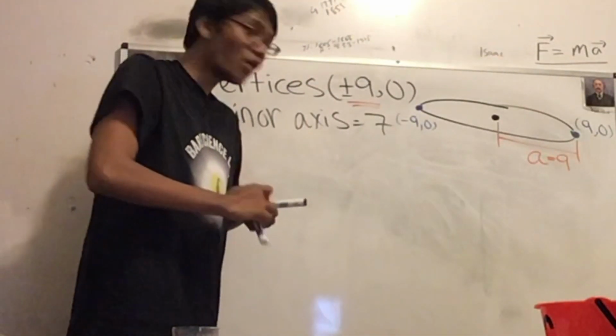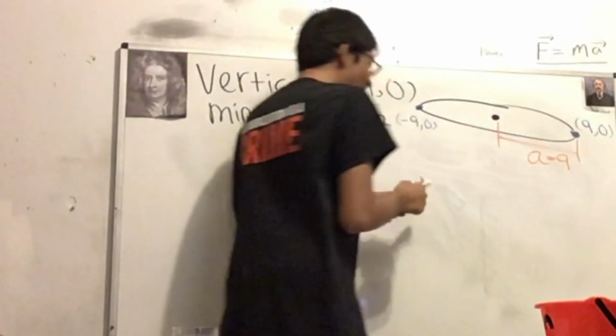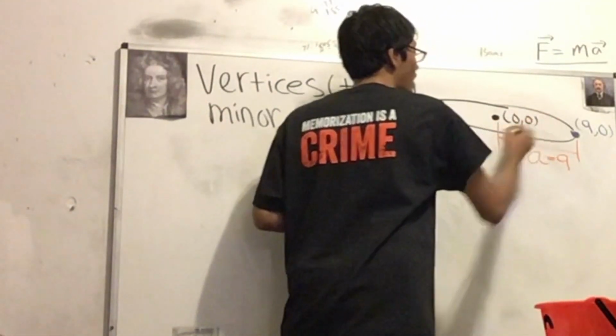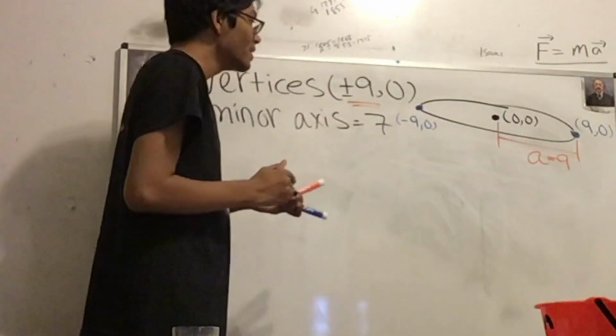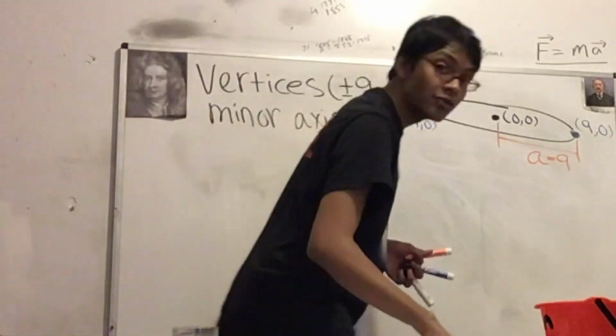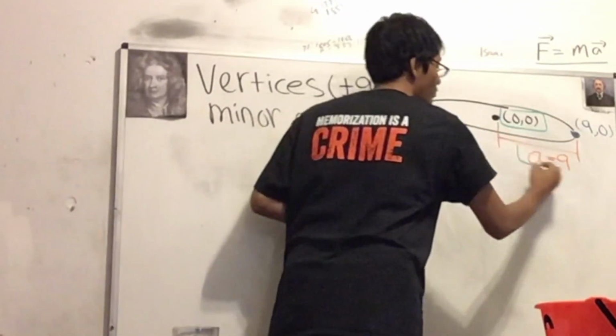Right? And of course we know what the center is, right? The center is just going to be the origin. Right? If you take the midpoint of minus 9, 0 and 9, 0, it should make sense that the center of our ellipse is 0, 0. Okay? So we've already got 2 vital pieces of information. And what are those 2 vital pieces of information we have? We have the center of our ellipse and we have the a value.